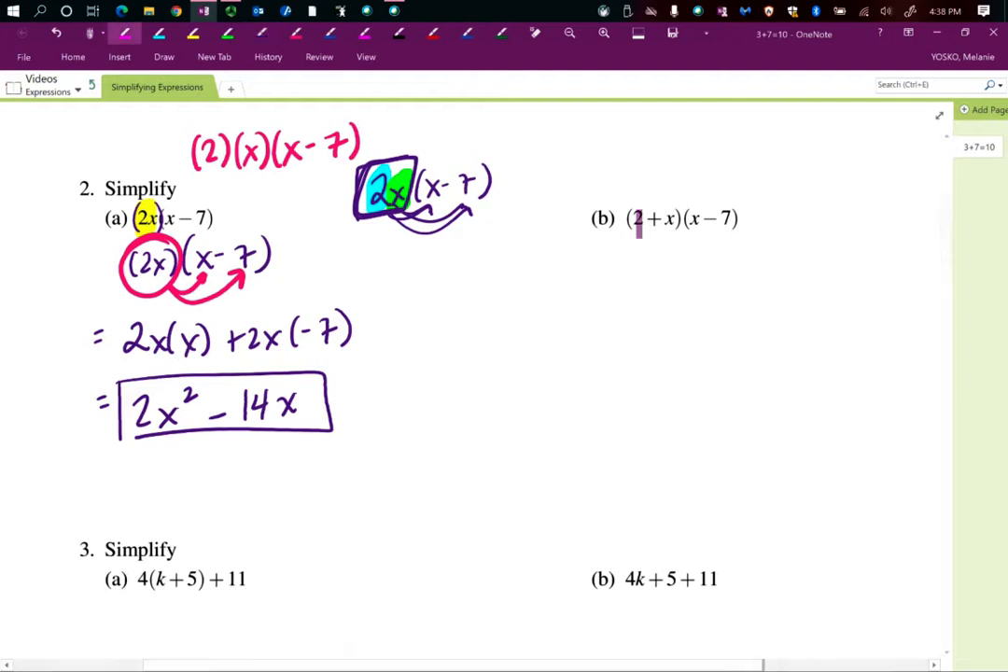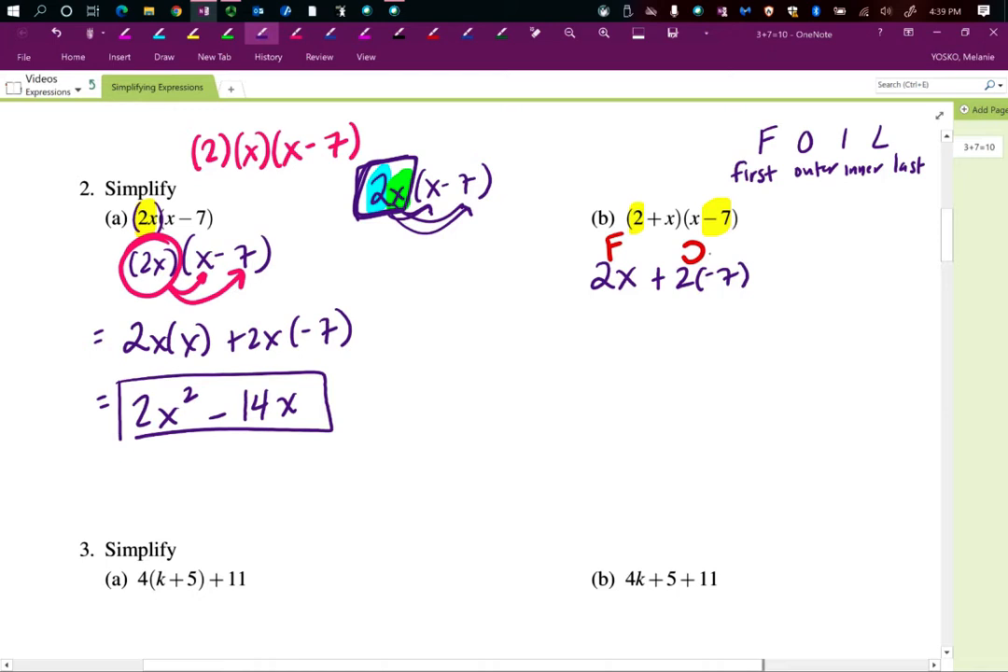Okay, that is very different than if there was a plus sign in between. If you have something like this, we are going to FOIL. FOIL stands for first, outer, inner, and last. So we're going to multiply the first times the first. So the first times the first, that's 2 times x. Okay, F for FOIL. Then we're going to do O, which means we're going to look at the outers. Outer is 2 and a negative 7. So plus 2 times negative 7.